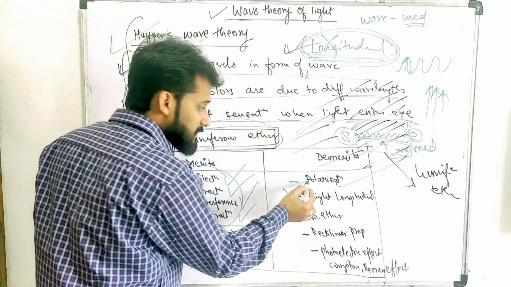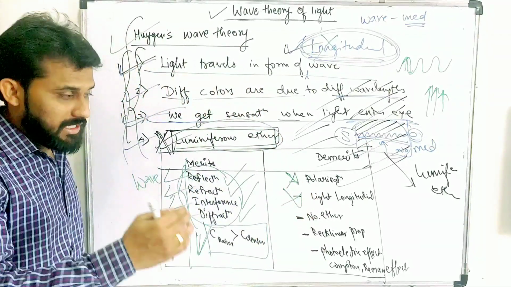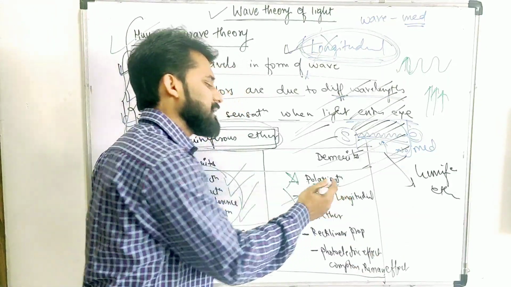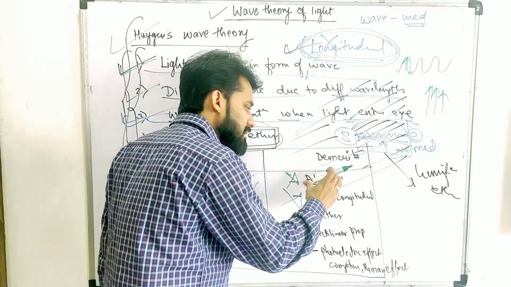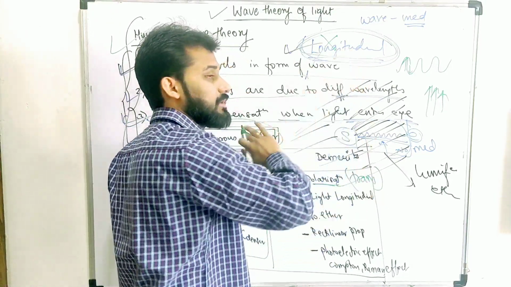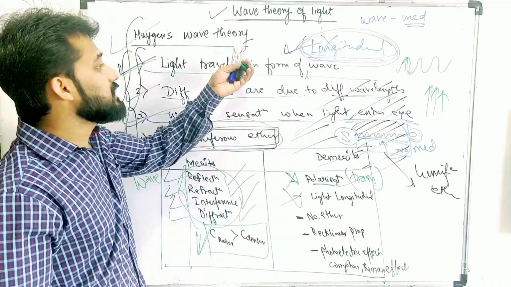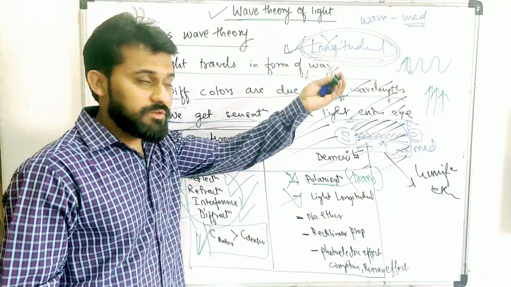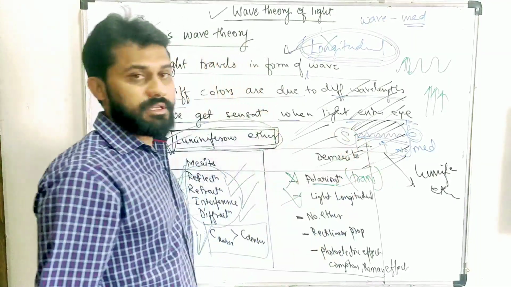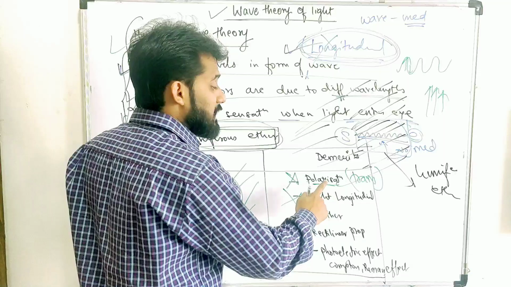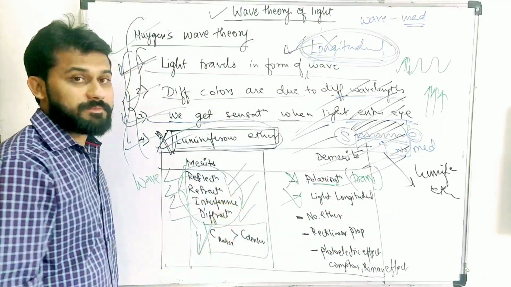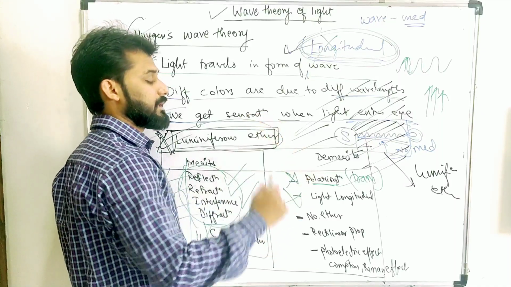This theory could not explain polarization. Polarization we are going to discuss at the end of this topic. Basically you must know that polarization can be shown only by transverse waves, longitudinal waves cannot. So if Huygens says that light is longitudinal, how can it explain polarization? Because polarization is a property of transverse waves, but actually light gets polarized. So Huygens theory could not explain how light can get polarized.